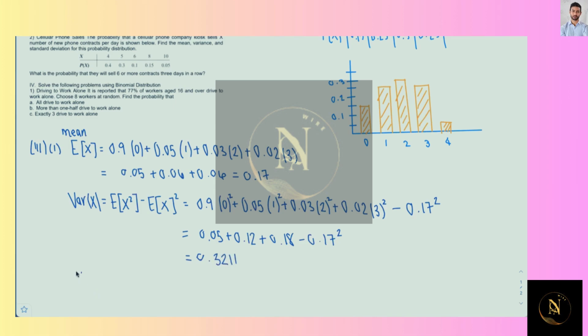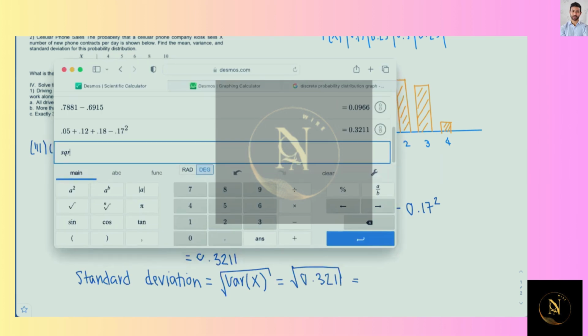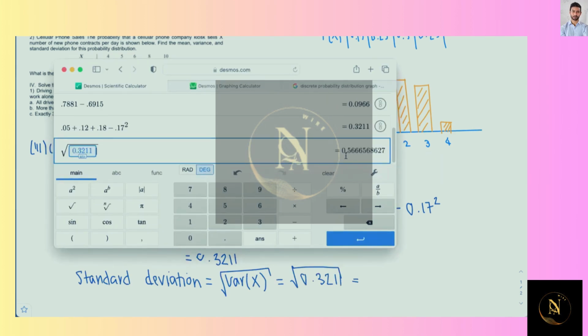Okay, lastly, the standard deviation is just the square root of the variance. It's the square root of the variance of x. So that will be the square root of 0.3211. We'll bring back our calculator. We want the square root of that value, 0.5667.